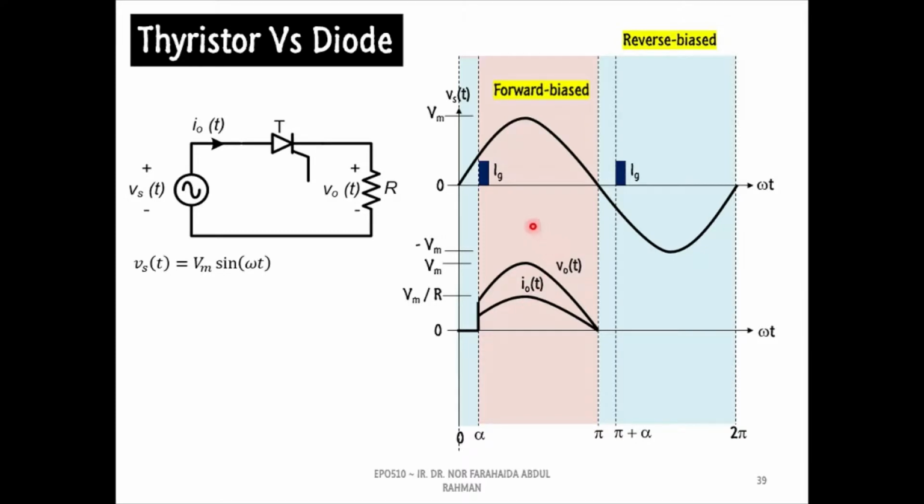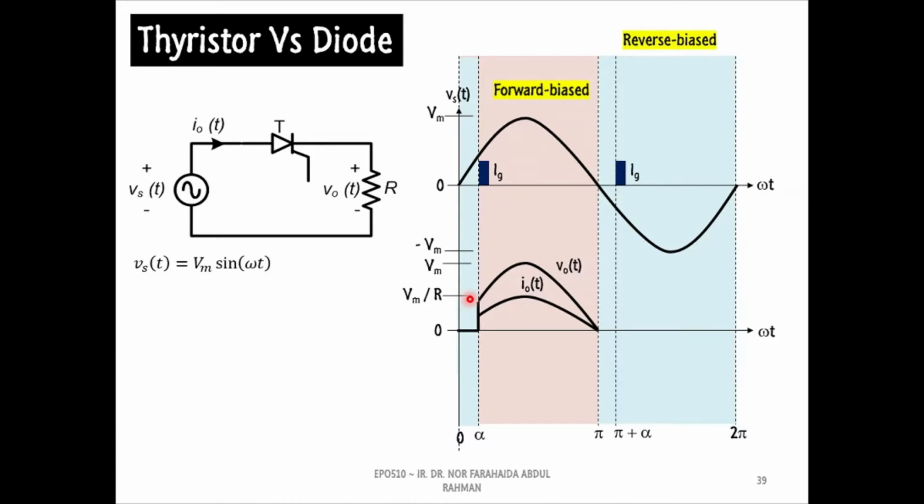After the gate signal is removed, the thyristor is still in forward bias as long as the supply voltage waveform is positive. Nevertheless, before the gate signal, the thyristor is in reverse bias even though the supply voltage waveform is positive.